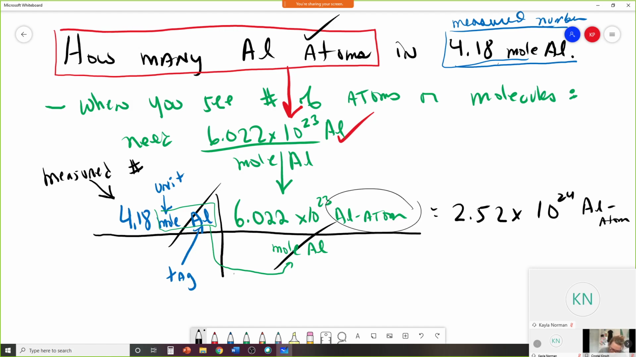Now, sig figs. I did sig figs on the fly. This was 3 sig figs here, this was 4 sig figs here, so our answer should be 3 sig figs. By the way, significant figures always count and are always important no matter what you do. The rule for multiplication is you go by the least number of significant figures.